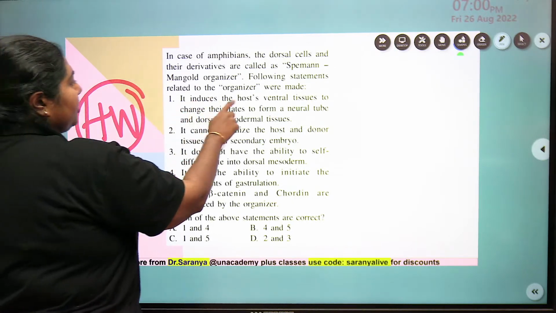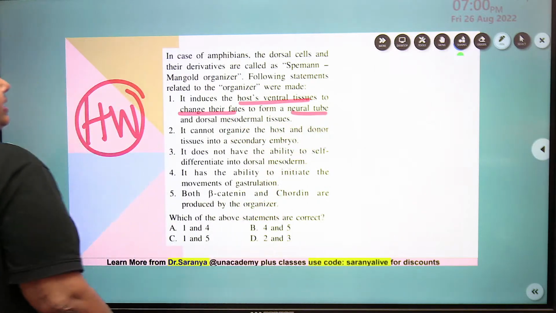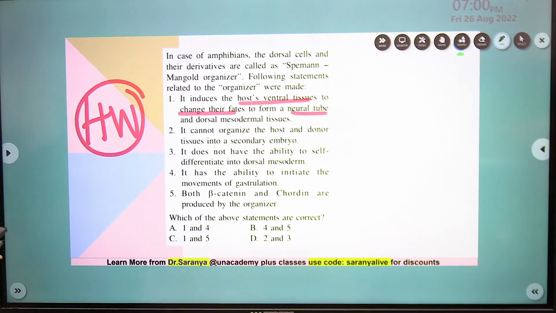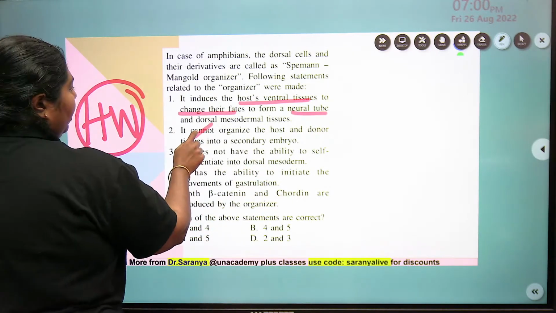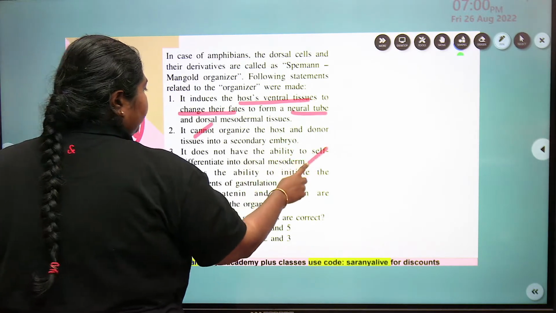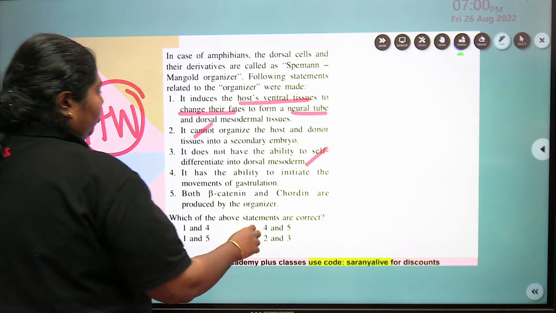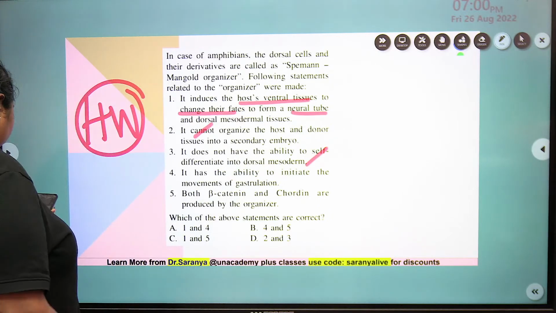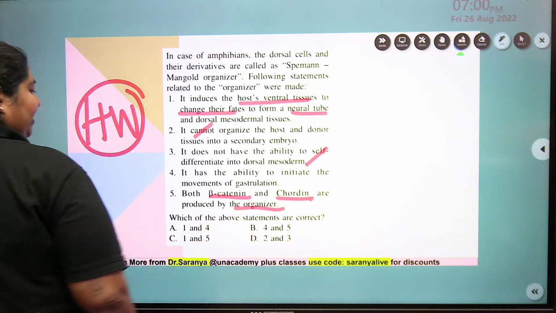So this induces the host ventral tissue to change its fate to form the neural tube. In case of amphibians, you have a Spemann organizer. What is this organizer going to do? It will induce your host ventral fate to become the neural tube. The second one states that it cannot organize the host. It does not have the ability to differentiate into the mesoderm. It has the ability to initiate the movements of gastrulation. Both beta-catenin and chordin are produced by the organizer.